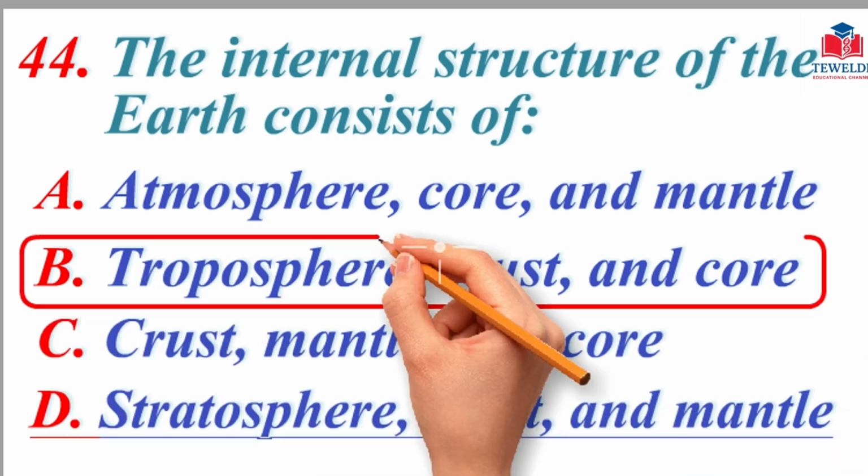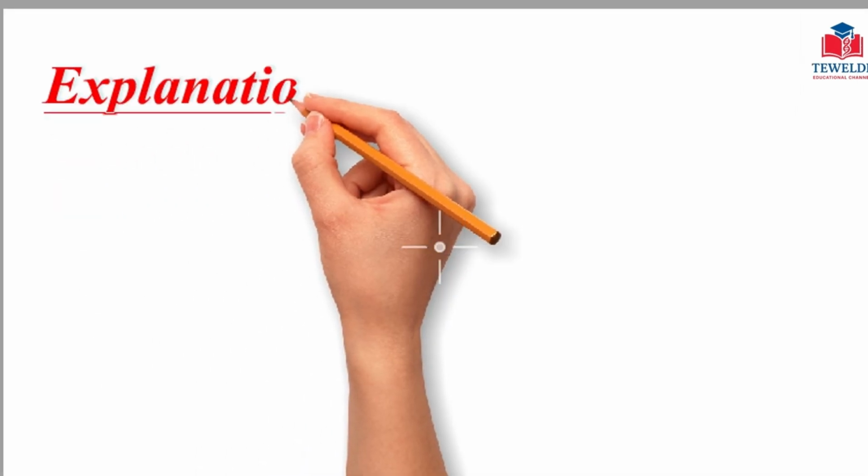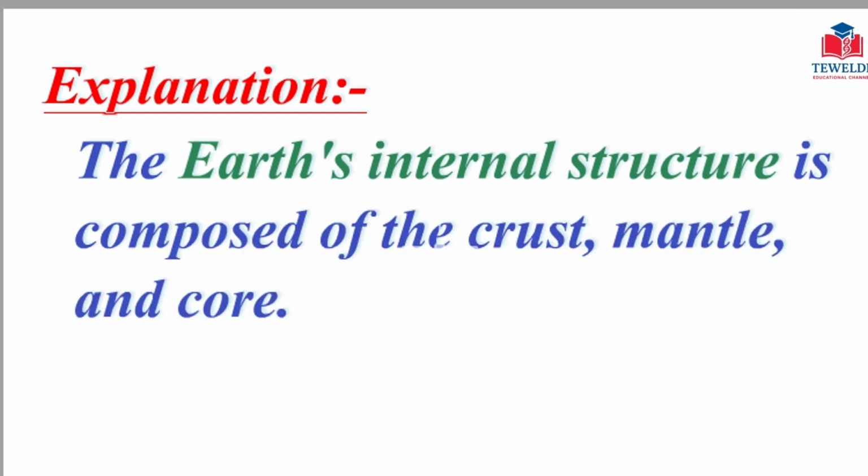The correct answer is C. Crust, mantle, and core. Explanation. The Earth's internal structure is composed of the crust, mantle, and core.